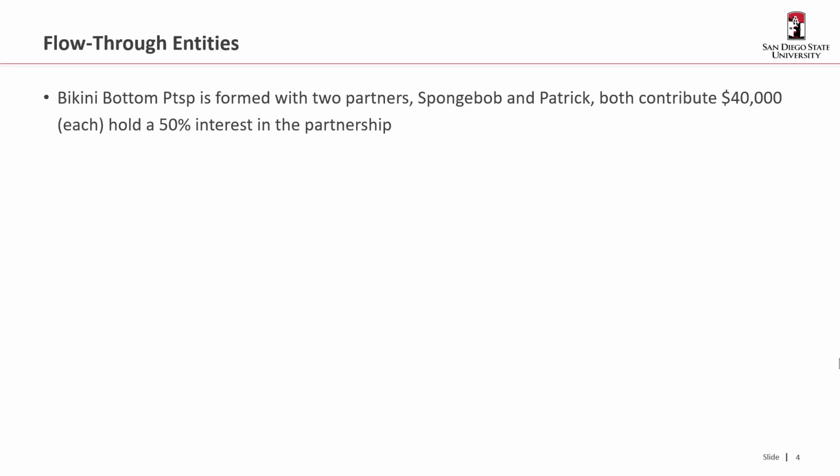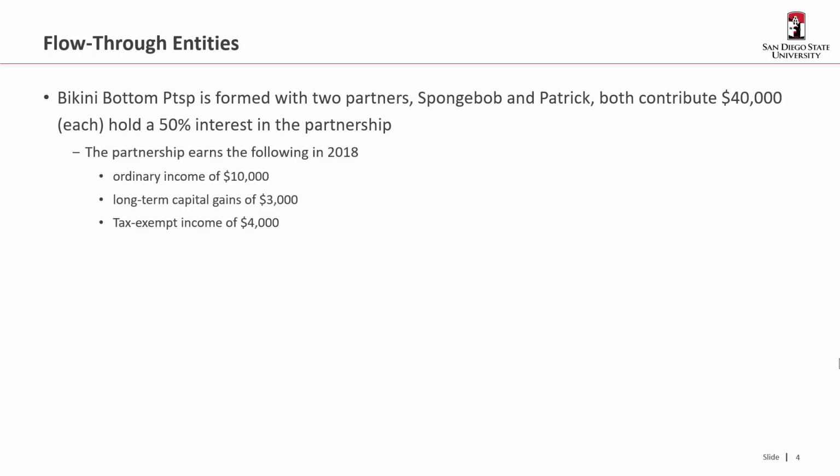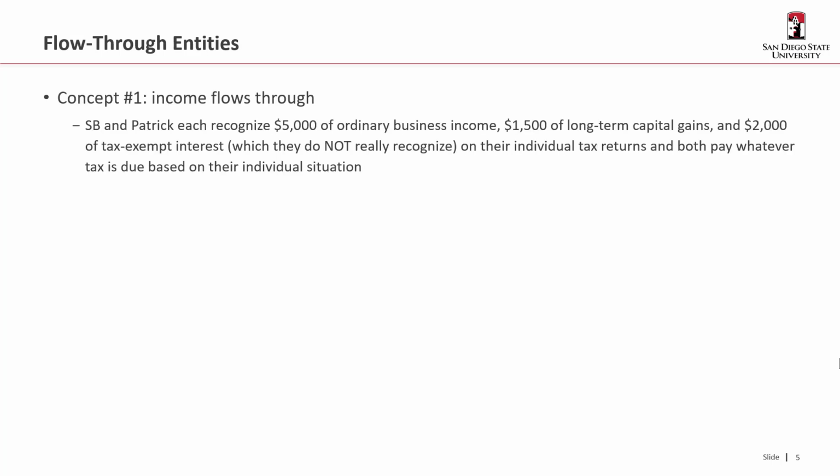So Bikini Bottom Partnership has two partners, SpongeBob and Patrick. Both contribute $40,000 for a 50% interest in the partnership. And let's say the partnership earns the following in 2018. Some ordinary income, $10,000, long-term capital gains of $3,000, and tax-exempt income of $4,000. So concept one, that the income flows through, would require that SpongeBob and Patrick each recognize $5,000 of the ordinary business income, $1,500 of the long-term capital gains, and $2,000 of tax-exempt interest, which of course they don't really recognize on their individual tax returns. And then they both pay whatever taxes are due based on their individual situation.